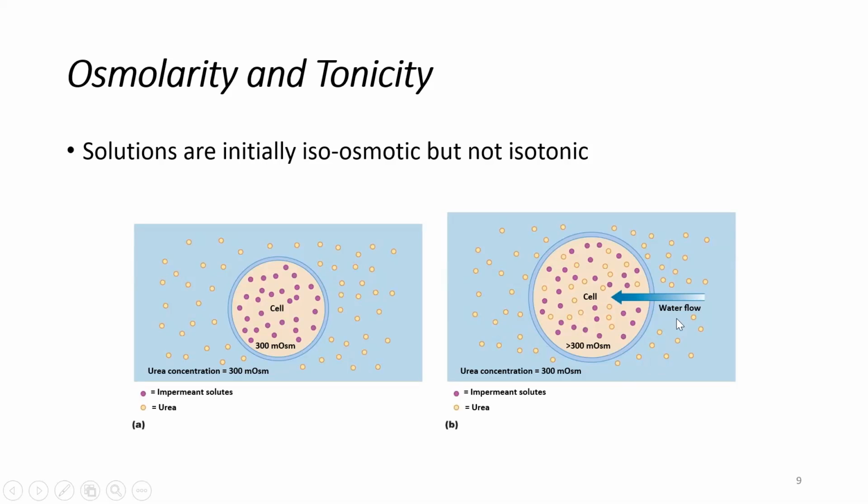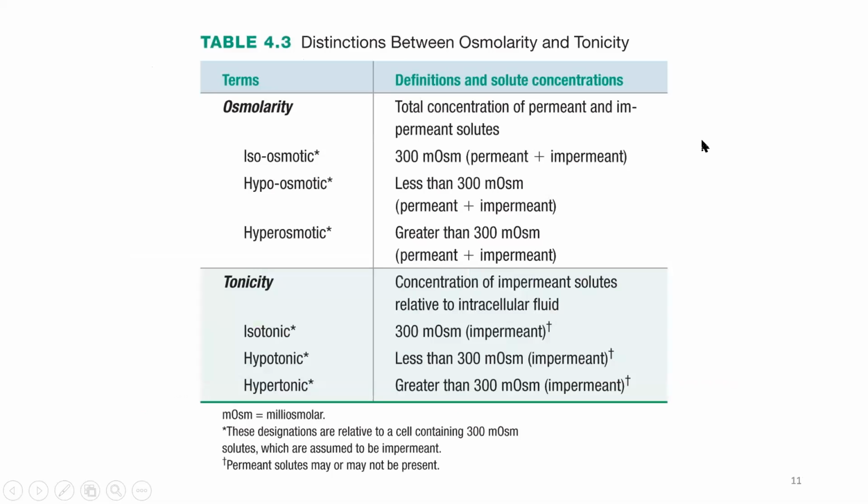All right, I hope that makes sense. So that creates a gradient for water to move from the outside of the cell to the inside of the cell because the solutes in yellow can move themselves. They can become at equilibrium. And so we're really only taking into account the osmolarity of the solutes in purple because they themselves cannot cross the membrane. All right, hope that makes sense. So we can have a solution that is isoosmotic, but is hypotonic instead of isotonic.